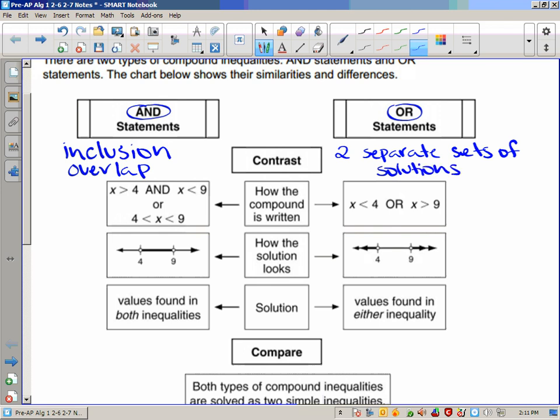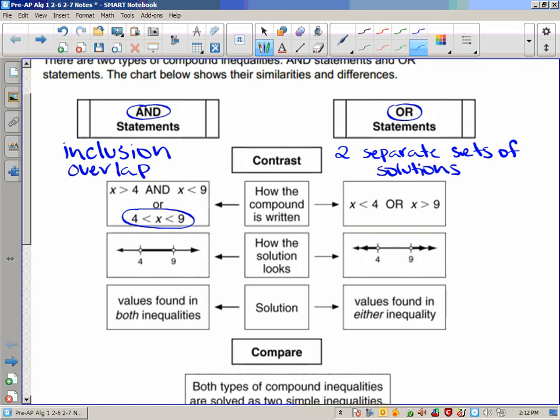Okay, so if you look at this one on the left, the and statement, it says x is greater than 4 and x is less than 9. The way you see it written most of the time in textbooks is this right here. What this says is that x is greater than 4 and less than 9. Exactly what the statement above said. Another way to say it is that x is in between 4 and 9.